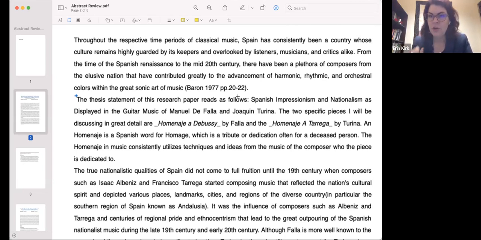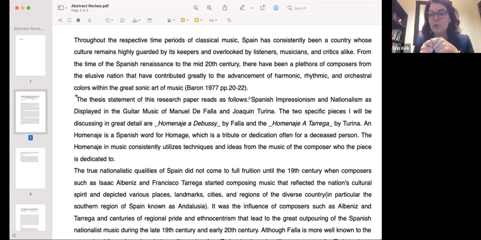Period. Okay, that's not a statement, right? That's a title, perhaps, a topic in terms of title, but that's not a complete sentence. So if we only look after the colon here, which the author says is the thesis, he says Spanish Impressionism and Nationalism as displayed in the guitar music of Manuel de Falla and Joaquin Turina. So that's a topic, but not a thesis.